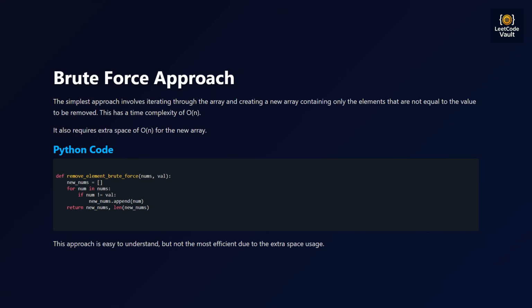Brute force approach. A straightforward approach would be to iterate through the array and create a new array, only adding elements that are not equal to the target value. This works, but it's not optimal because we're using extra space. We need to adhere to the in-place modification constraint. Imagine trying to sort a deck of cards by setting aside all the cards of a certain suit and creating a new deck. It's not very efficient.